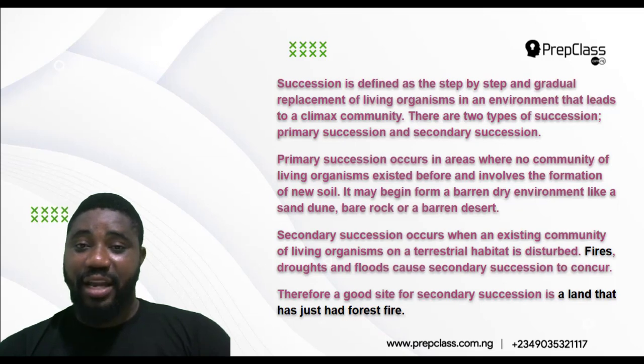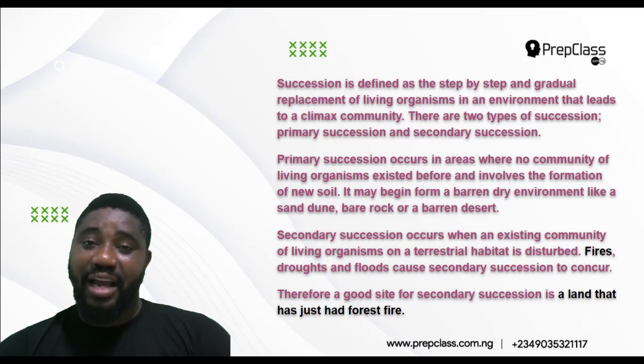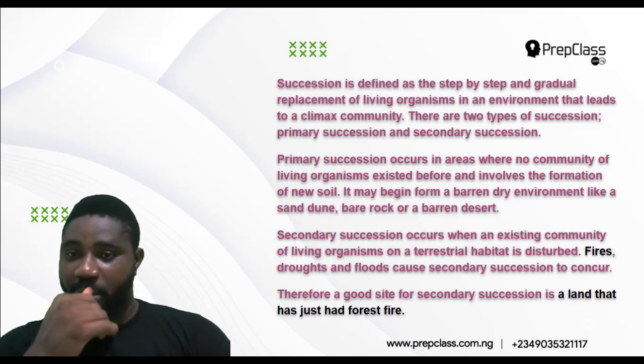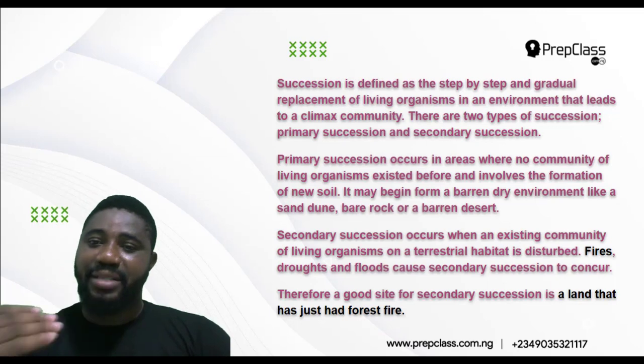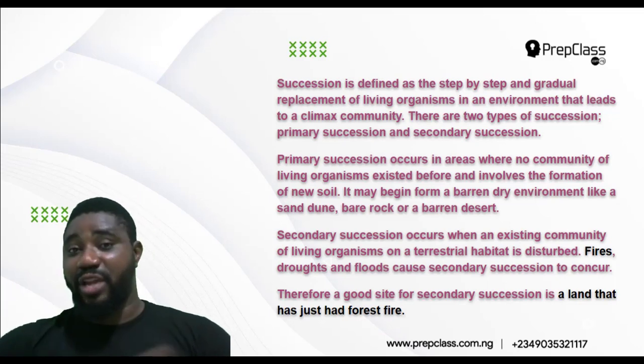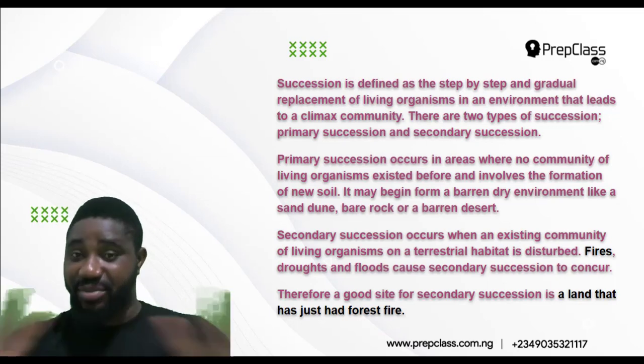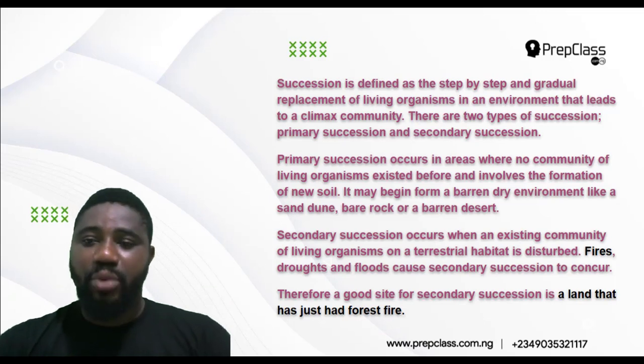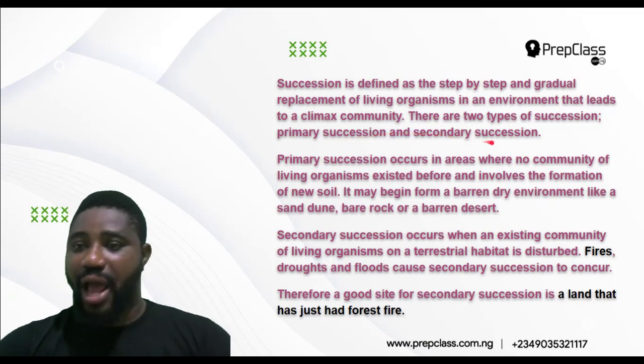Like a community of animals in the savannah can include populations of lion, zebra, giraffe, hyena, and so on. So a succession is defined as step-by-step or gradual replacement of organisms in a particular environment till a stable community has been established. So we can have primary succession and secondary succession.